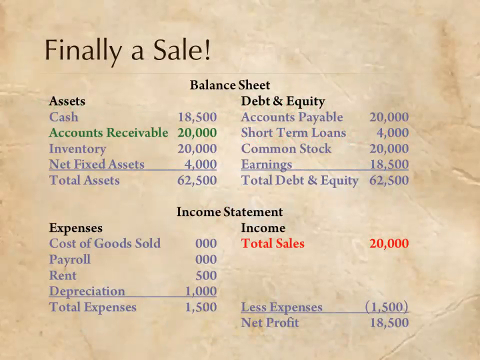Notice that this transaction takes us into profitability. We show earnings of $18,500, $20,000 in income, less the $1,500 in expenses. Actually, this is only half of the transaction.